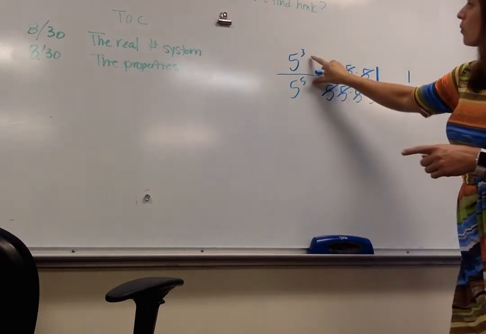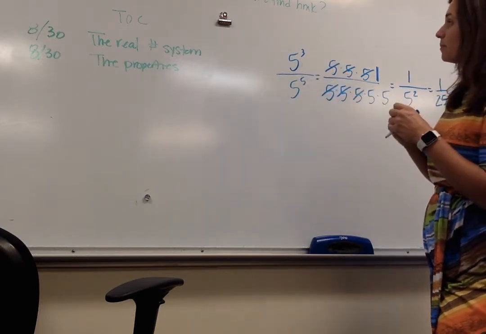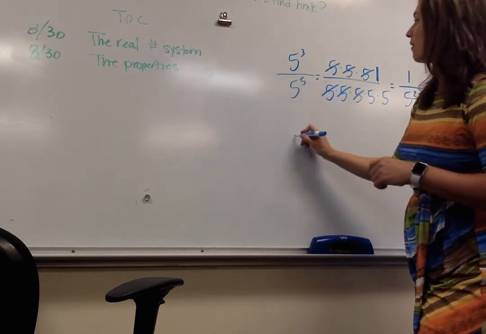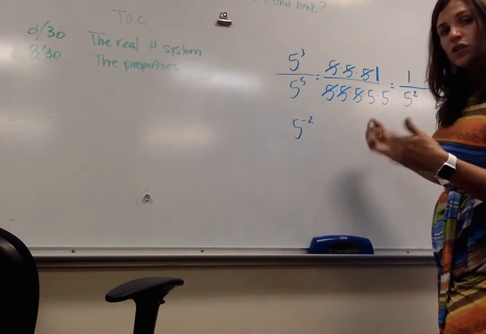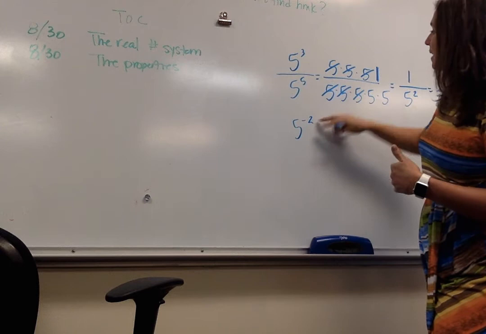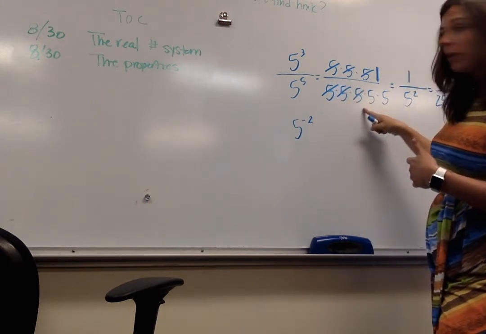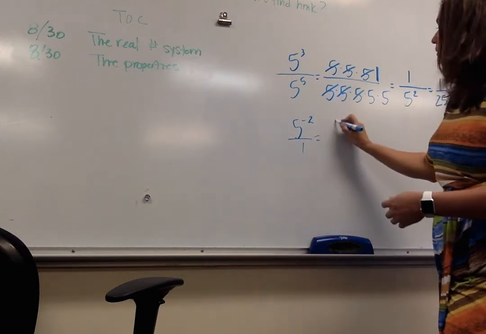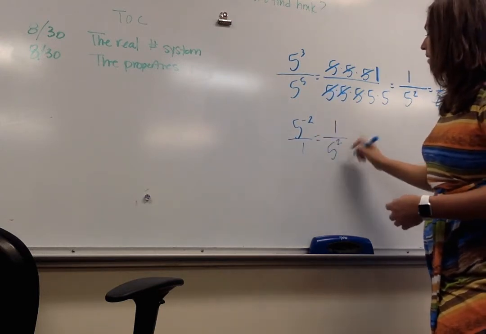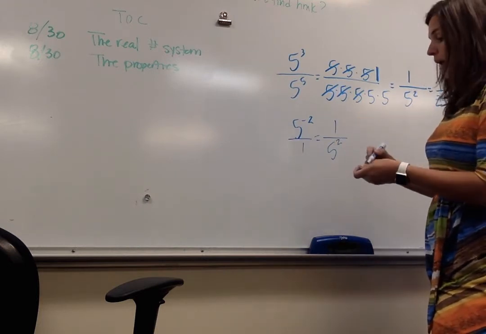But let's go back to the original rule. If I subtract my exponents when my base is the same and I'm dividing, what is 3 minus 5? That would be negative 2. So this negative rule that we just talked about means that you've got more 5's in the denominator. So that's why we flip to the reciprocal, 1 over 5, and make that exponent positive. So that's just an explanation as to why we do that.